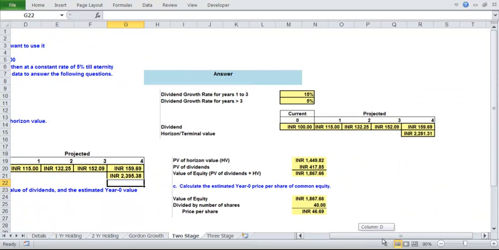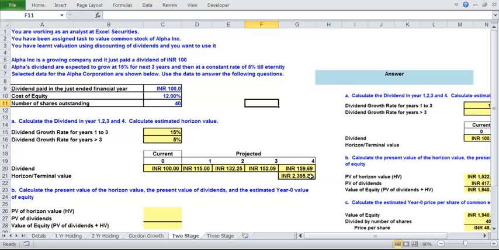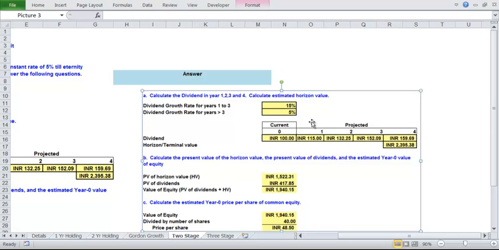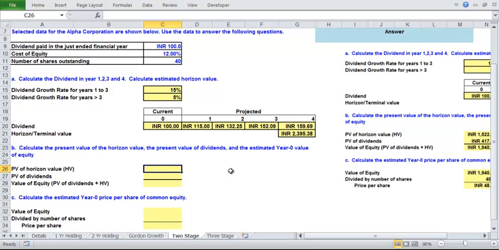Terminal value will be 2281, 159. So we are getting the right answer, 2395. There was some issue, but this is the value which is correct. Now, this is the terminal value at t equal to 4, but we have to compute the value at t equal to 0. So we compute the present value of this terminal value, or horizon value, which is very simple. We can say 2395 divided by 1 plus the cost of equity to the power 4, since this is at t equal to 4, so 1522. This has come correctly, 1522.